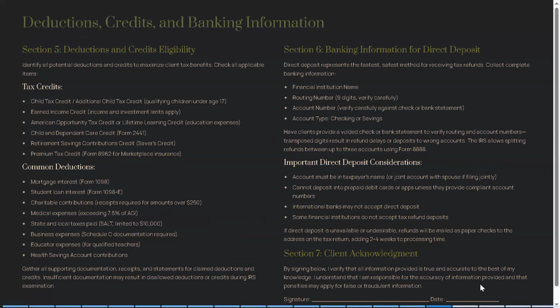Then after we get all of their income, we want to start looking at their deductions. So what do they qualify for as far as tax credits? The child tax credit, earned income credit, American Opportunity Credit, child dependent, retirement savings, premium tax credit. We talked about credits for like 2 weeks straight. Then you're looking at the deductions: the mortgage interest, student loan, charitable contributions, medical expenses, state and local taxes, educator expenses, health savings account, all of that.